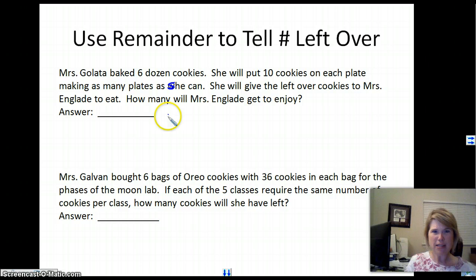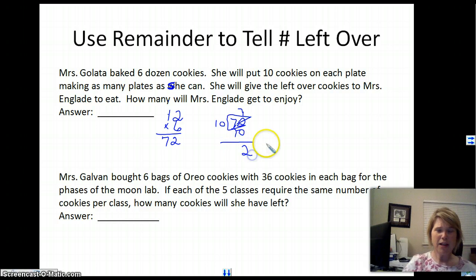So this is kind of a multi-step problem. If I take 12 that are in a dozen, right, times the 6, and get 72, I know that Mrs. Galata is going to take those 72 cookies and put 10 on a plate. Here, I'll just use my mouse. And put 10 on a plate, right? So it looks like she can make 7 plates.